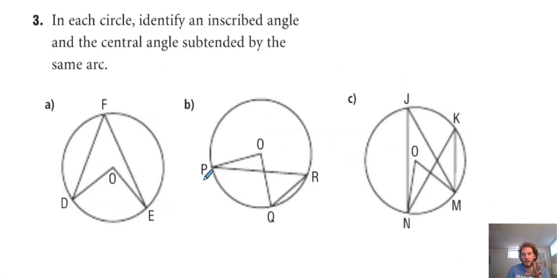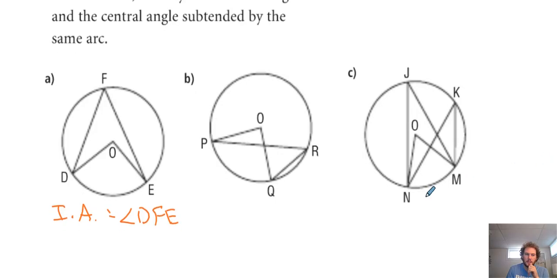Okay, so in here again, finding those inscribed and central angles. My inscribed angle here is angle DFE, and my central angle is going to be angle DOE. Notice that my inscribed angle and my central angle start and end at the same place. That's really important. They start at D and they end at E because they are both subtended by the arc DE, right? So it's really important to be able to do that.